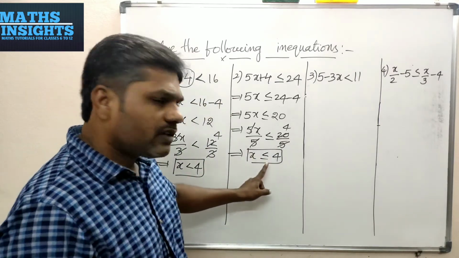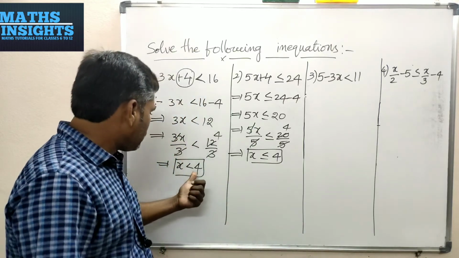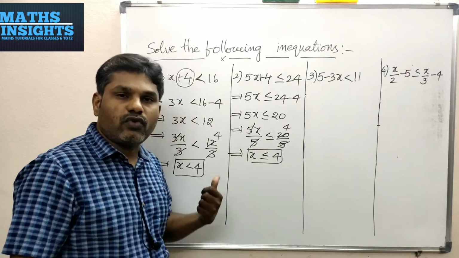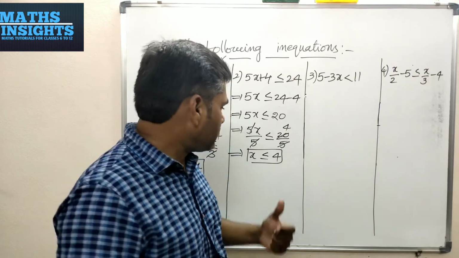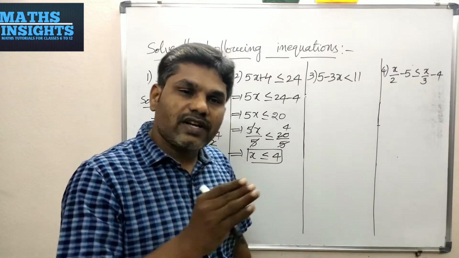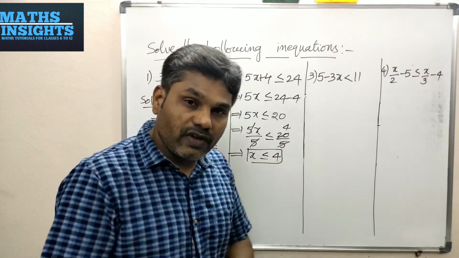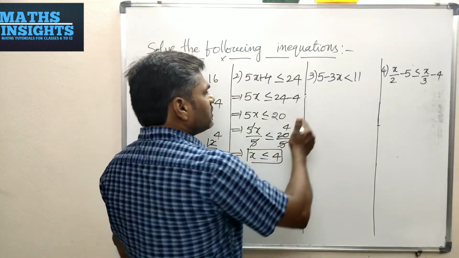See, here the difference is less than or equal. In this case you have to exclude 4. 4 is not included in the solution region, but here, along with 4, the values which are less than 4 are the solutions of x, solutions of this inequation. Right? Coming to the third question.